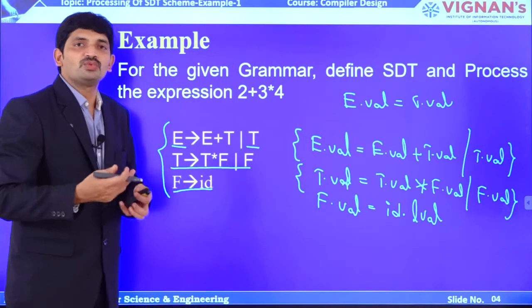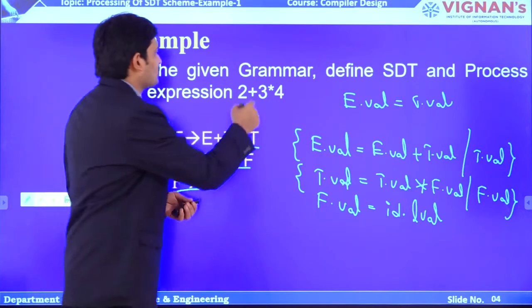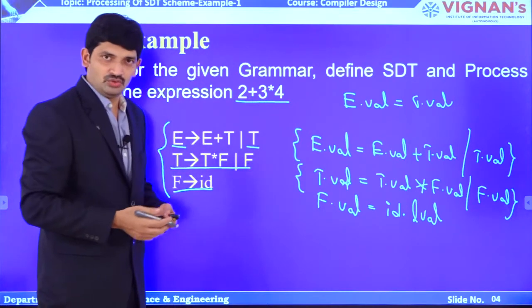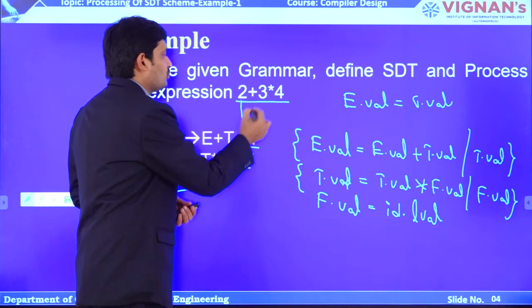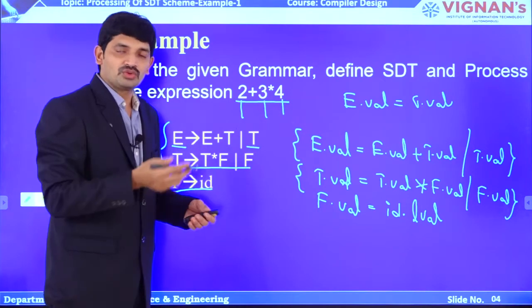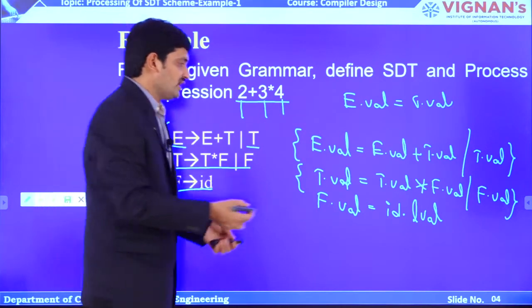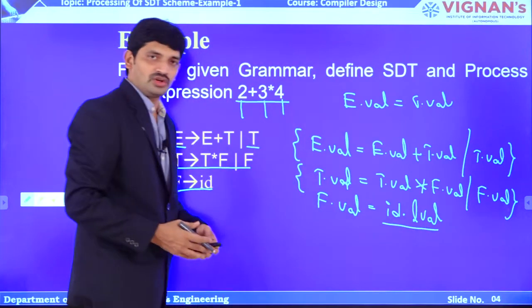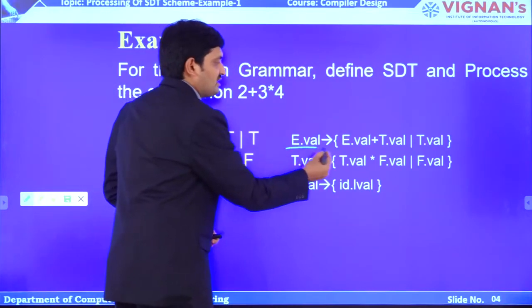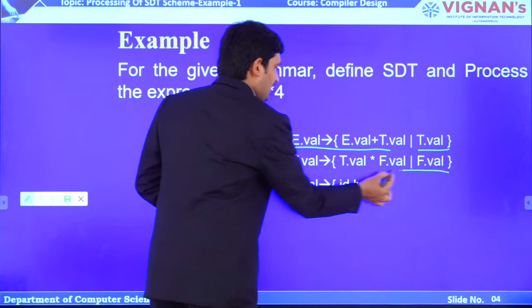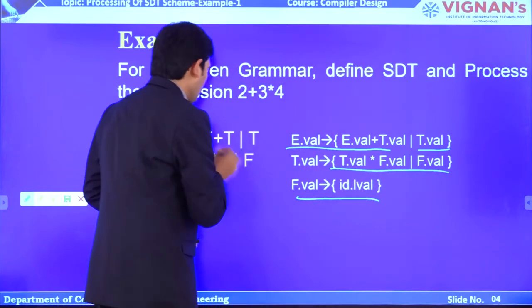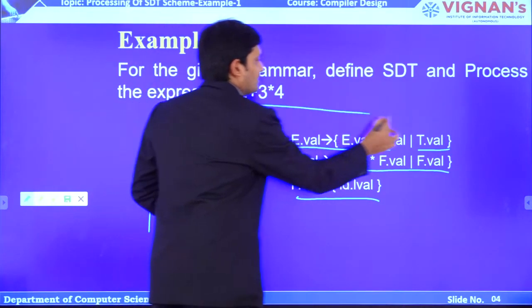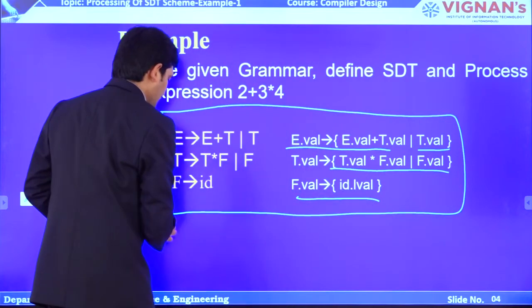That means, in the given expression we want to evaluate 2 plus 3 into 4, so the lexical values are 2, 3 and 4. We have to attach such values to the ID value. As we discussed, these are the semantic rules attached to the given grammar. Now this entire thing is known as the SDT scheme.